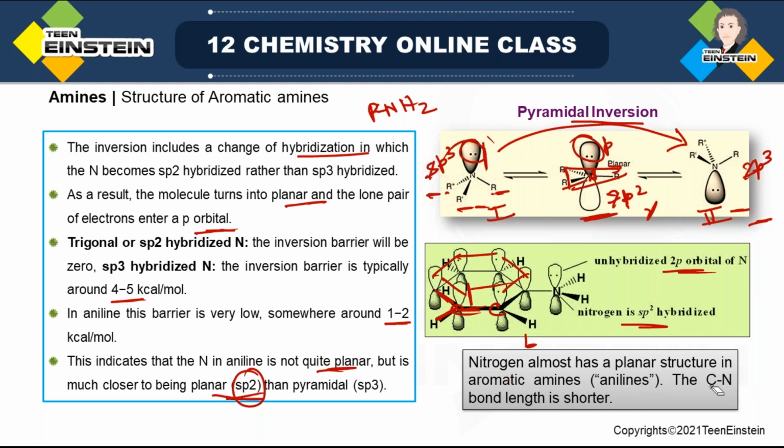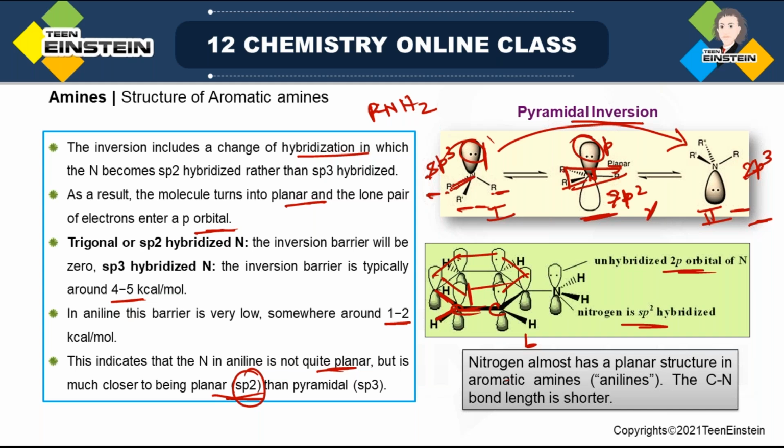In case of aromatic amine, you can consider the simplest one, which is aniline, and the CN bond length is shorter. Now why is the CN bond length shorter? It is because of the resonance. The lone pair of nitrogen is taking part, undergoing resonance with the double bonds of the benzene ring. Now there is double bond formation between carbon and nitrogen. So that is why the bond length is shorter.